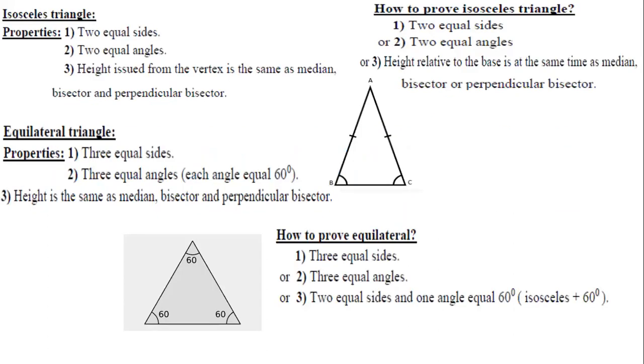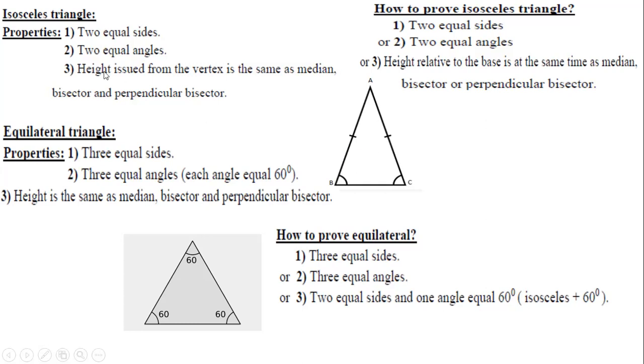Kinds of triangles. We have special kinds of triangles. The first special kind of triangle is called the isosceles triangle. Why do we call it an isosceles triangle? What are the properties of an isosceles triangle? Number one, it has two equal sides issued from the special vertex in it. Number two, it has two equal angles. These are called the base angles or the angles at the base.